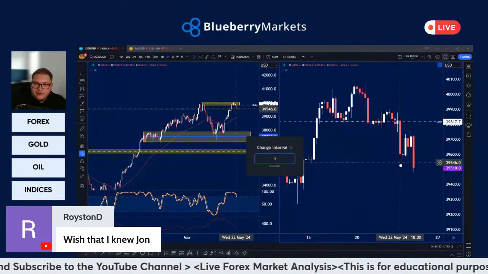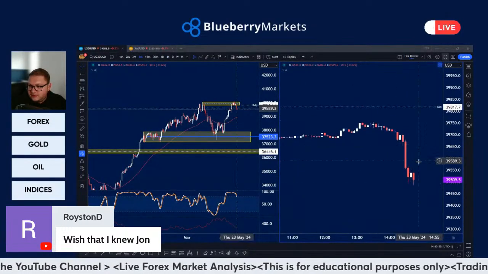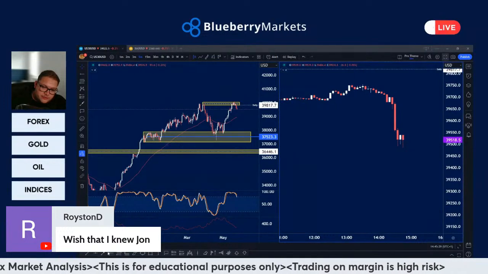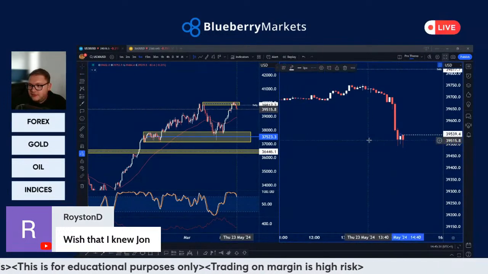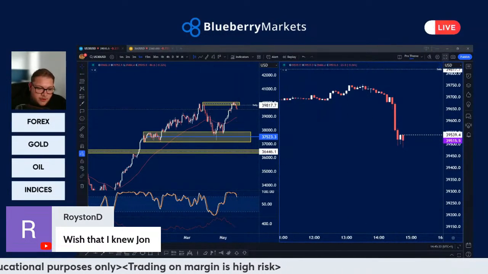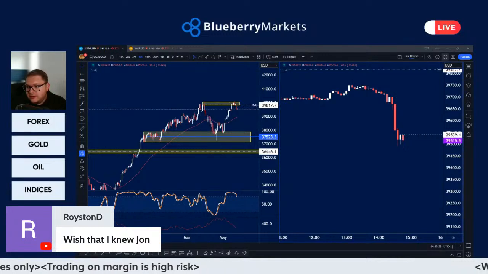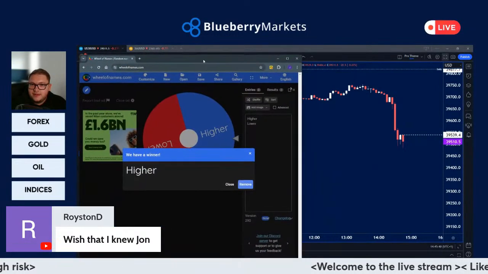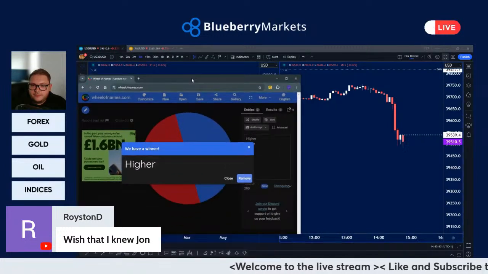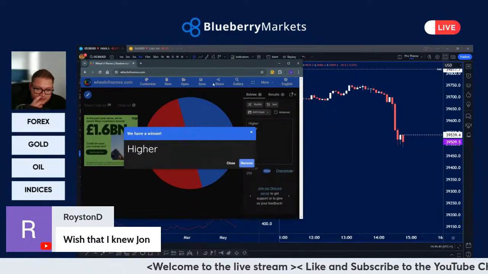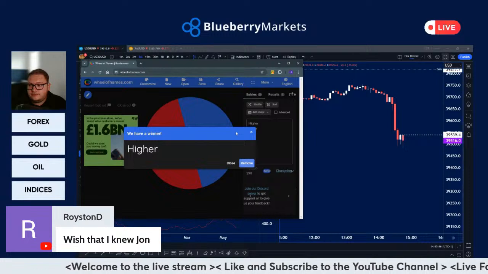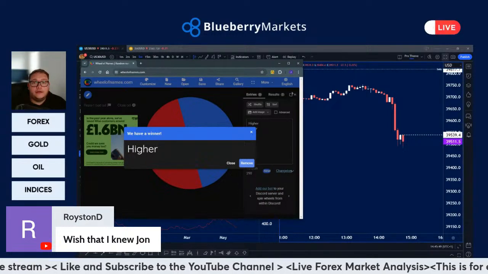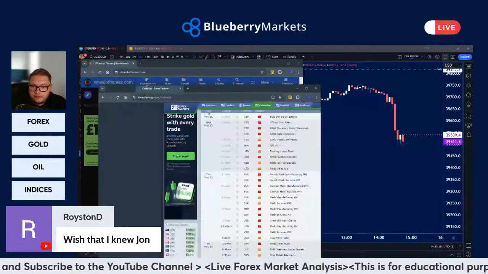I should have put a little level on this. Let me go to the 5-minute chart. This was the level before the news. At the moment, the Wheel of Fortune was saying higher. I say Wheel of Fortune, that's a game show, isn't it? The wheel was saying higher, and it looks like it's going lower right now. But we did get a report here. So let's have a look.